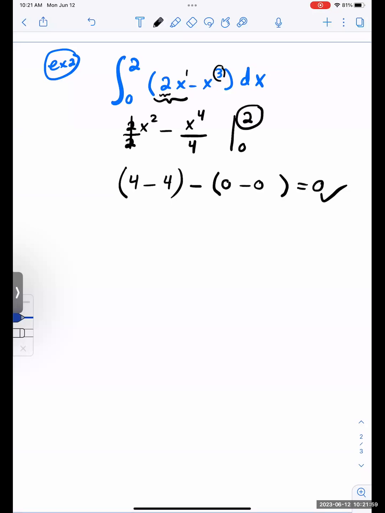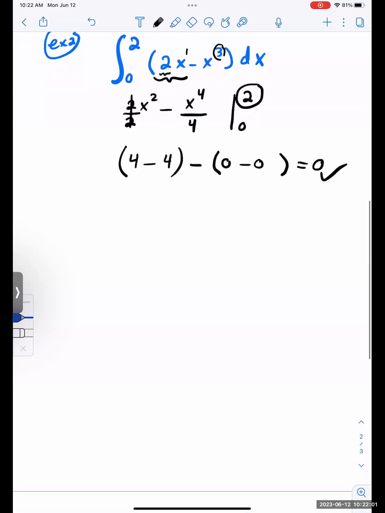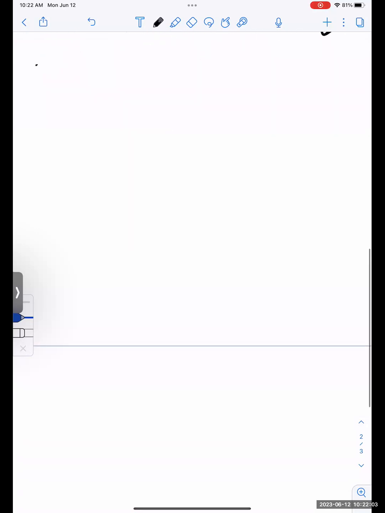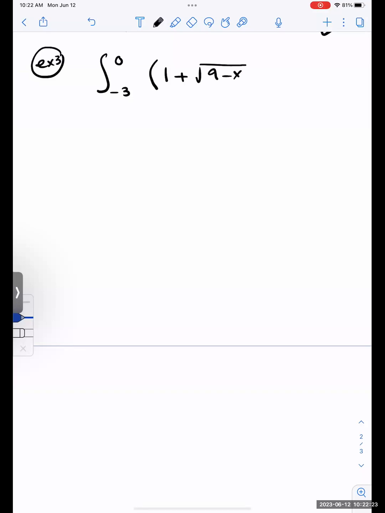Let's do another one. This is a bit tricky. Example 3. Integral from -3 to 0 of 1 plus radical 9 minus x squared dx.